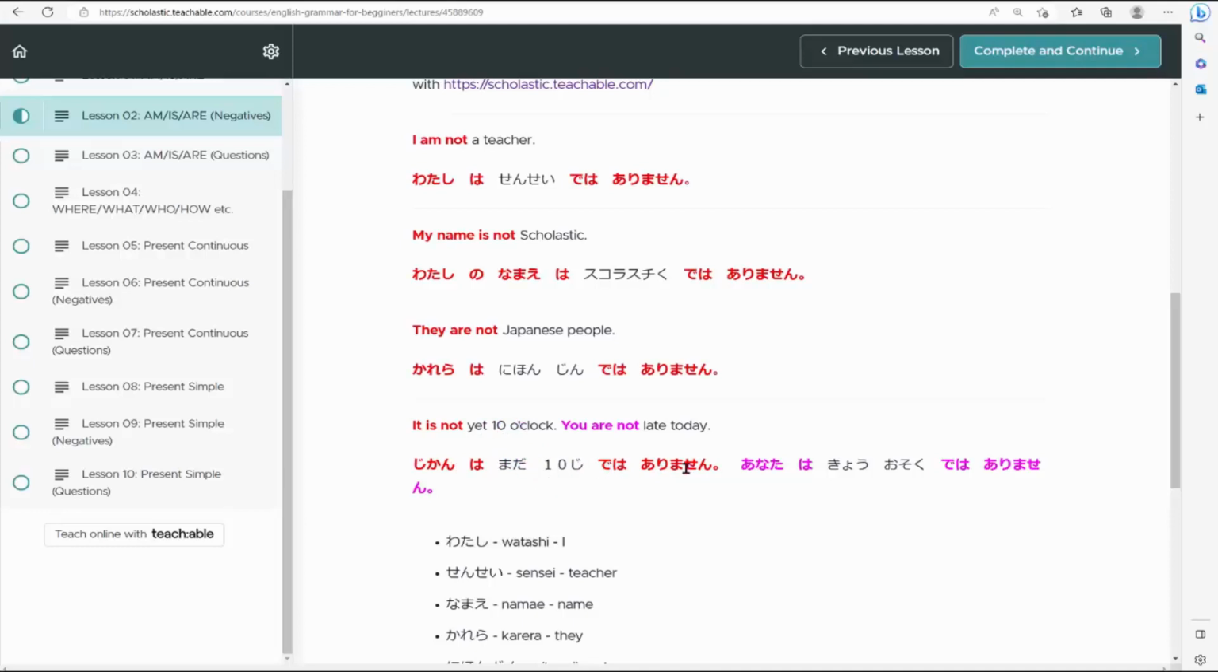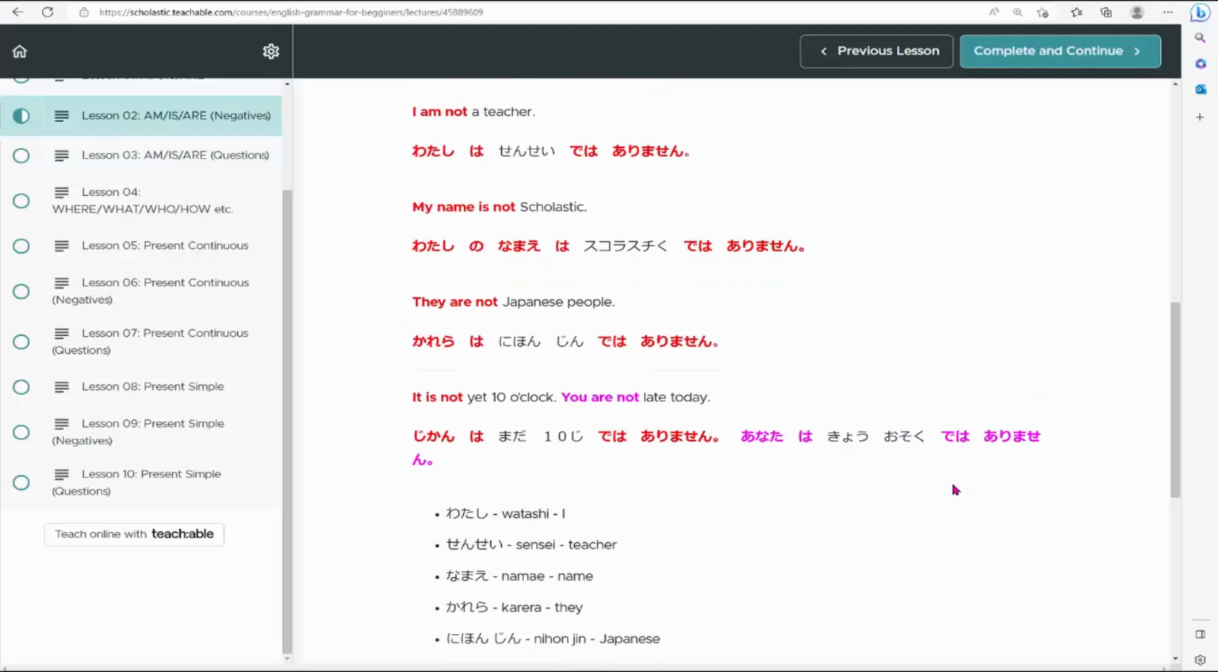So de wa arimasen. You are not late today. Anata wa kyou osoku de wa arimasen. So basically, in this case, you are not late today. Kyou osoku. In this case, anata wa kyou osoku de wa arimasen.